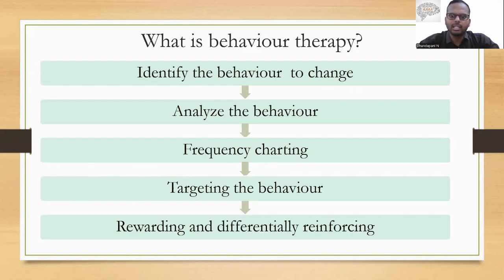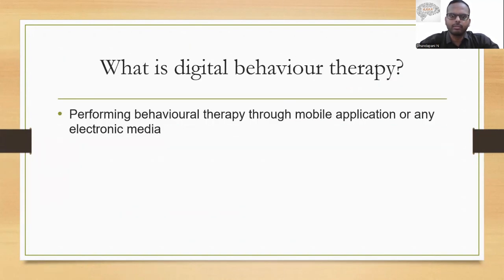Behavior therapy has these 5 steps. First, we have to identify the behavior to change. Then we have to analyze the behavior. Then we have to frequency chart the behavior, target the particular behavior, and reward and differentially reinforce the targeted behavior. So what is digital behavior therapy? The above 5 steps could be done through the use of a mobile application or electronic media.